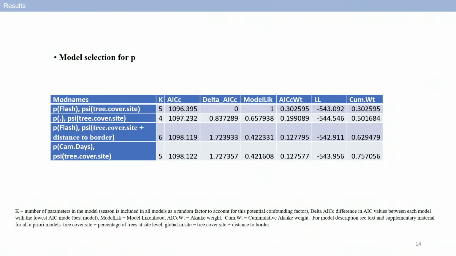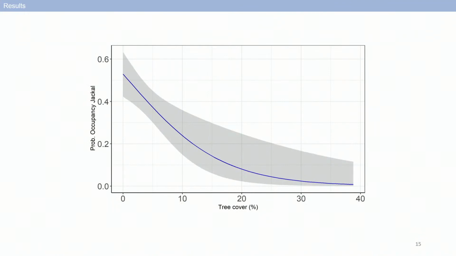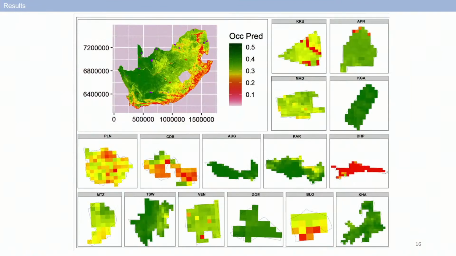But tree cover and camera days also have an important effect on the detection probability. So this is the detection probability. This is the probability of occupancy of jackal, and this is the tree cover. As we can see, there is a negative relationship. As the vegetation gets denser, the probability of the jackal decreases.